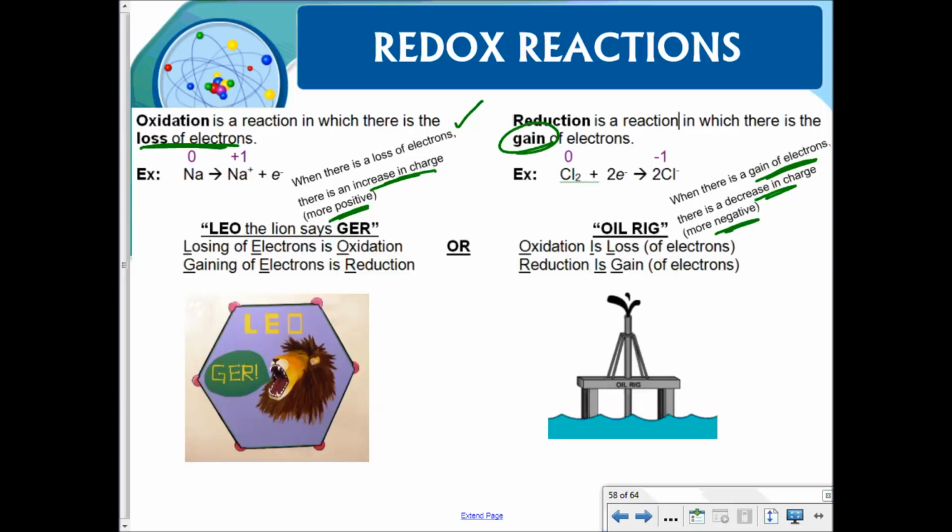Now, here are ways to remember this. Leo the lion says GER, Leo being losing electrons is oxidation. The lion says GER, gaining electrons is reduction. I always do OIL RIG: oxidation is loss, and reduction is gain, and of course, of electrons.